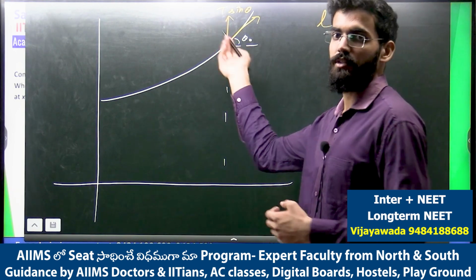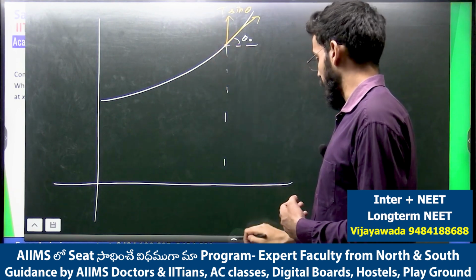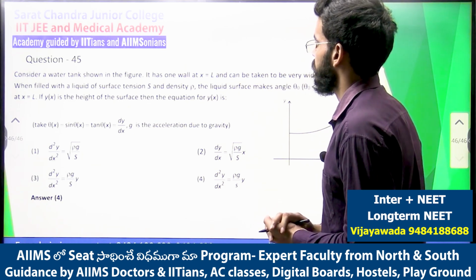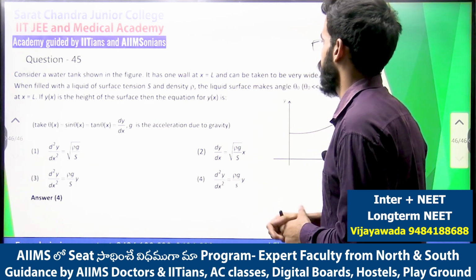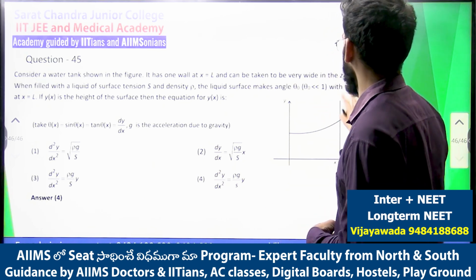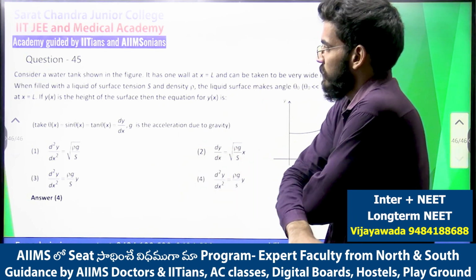Okay, that is the outside width. Like this, the width is L, which is very big, so consider it L. It is filled with a liquid of surface tension S and density rho. The liquid surface makes an angle theta naught, which is very small compared to 1, with the x-axis at x equal to L.